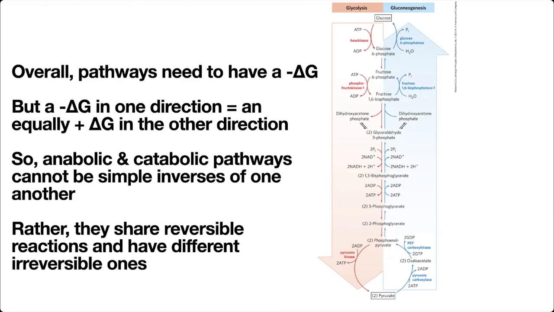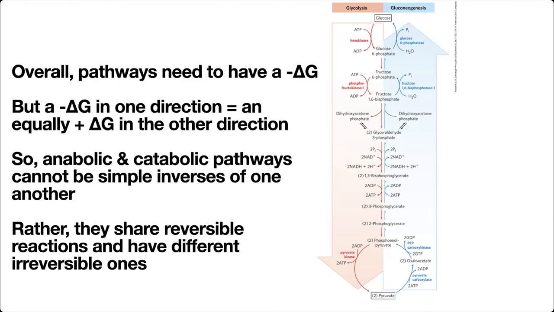Instead, we're going to have these pathways, so say glycolysis and gluconeogenesis, the breakdown of glucose and the making of glucose. For the reversible reactions, they're going to share the enzymes that catalyze those. But in the case of the irreversible reactions, they're going to use different enzymes. And not only are they going to use different enzymes, they're going to go through different reactions. Because remember that the enzymes cannot change the thermodynamic favorability. The enzymes cannot control that delta G.